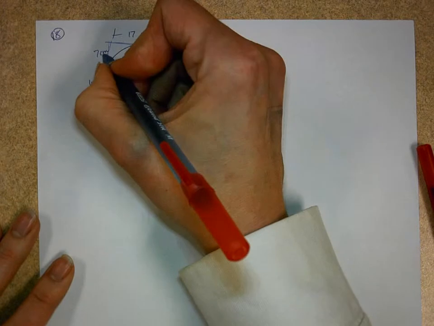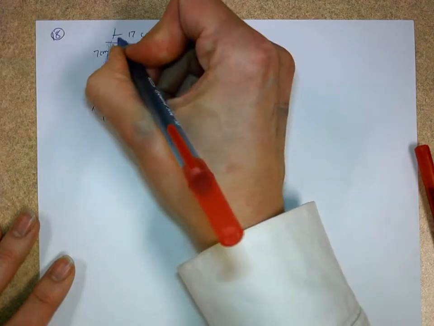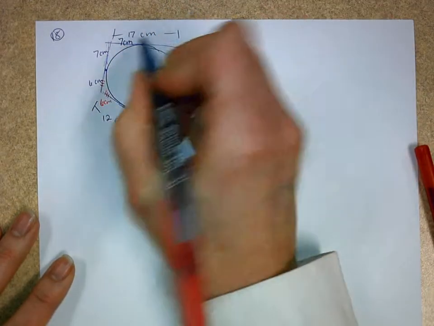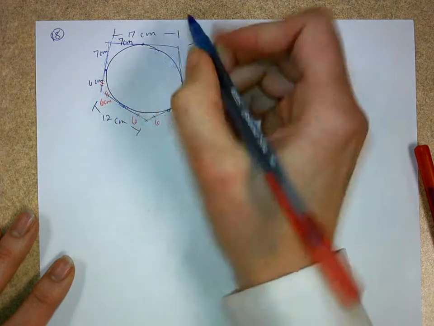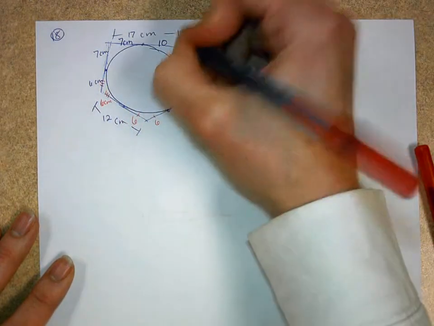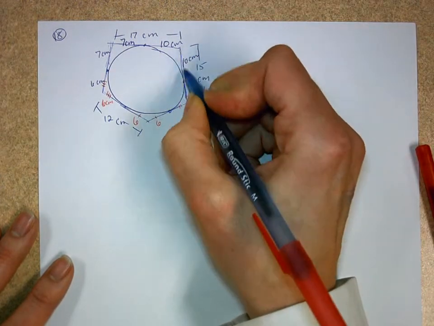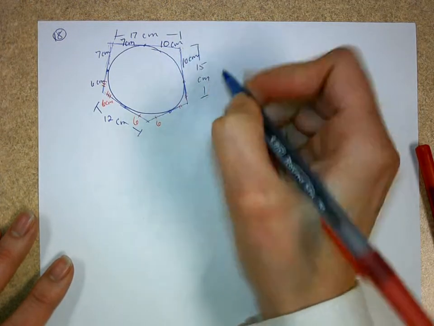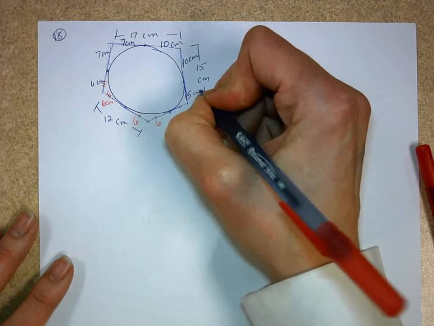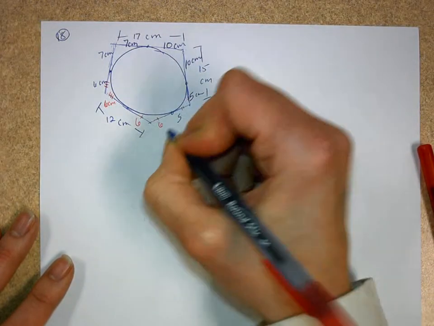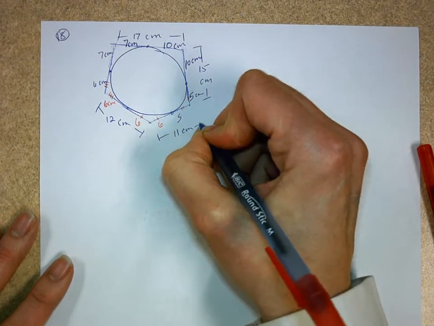And then I can do the same idea here. If this one's 7 centimeters, this segment had to be 7 centimeters. Well, the whole thing here is 17, so this leaves this one to be 10. Well, that means this one is 10 centimeters. Well, if I've used up 10 out of 15 centimeters, that leaves 5. So this would be 5. So this whole side is actually 11 centimeters.